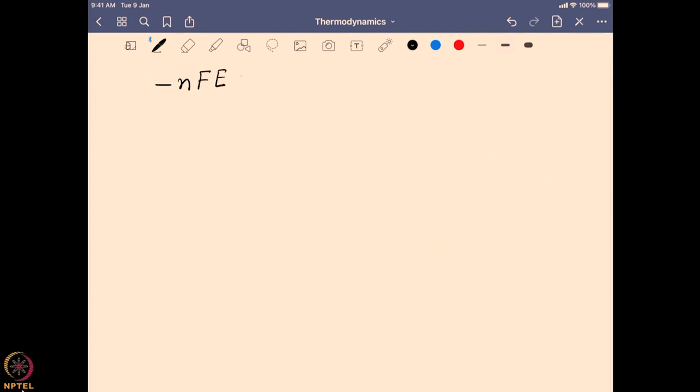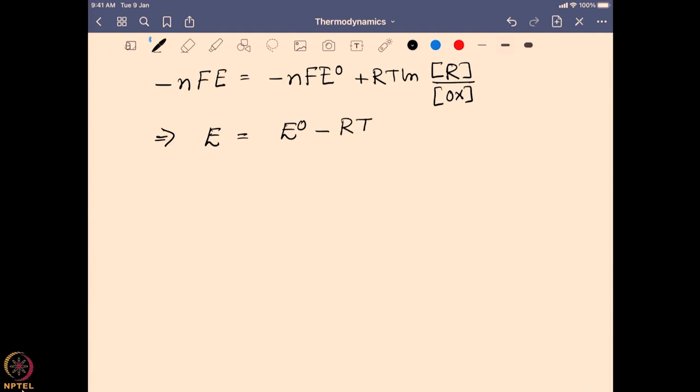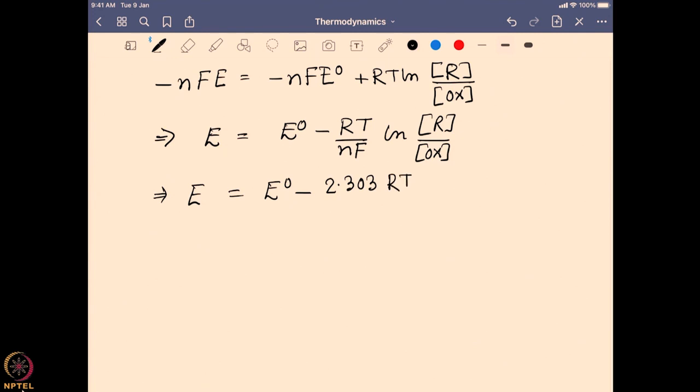Minus nFE is equal to minus nFE naught plus RT ln of the reduced product and oxidized reactant system. Now, if we divide everything by minus nF, we are going to get E equal to E naught minus RT by nF ln of reduced divided by oxidant. We go a little bit farther: E equal to E naught minus 2.303 RT by nF, and I am changing this to log to the base 10 from the natural log, this factor.